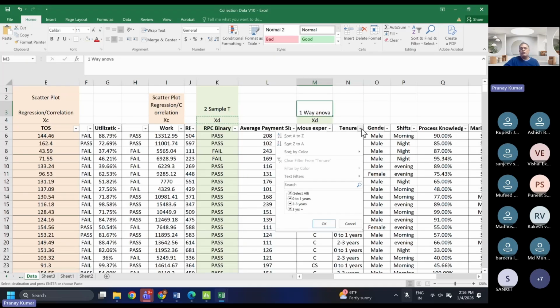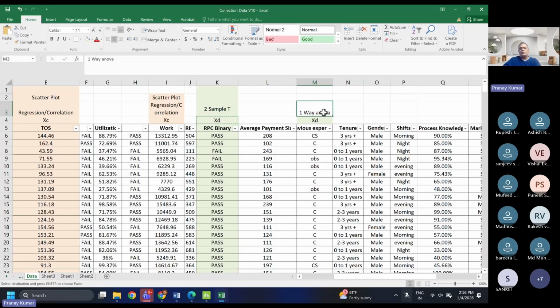Look at tenor. Tenor has how many? What do you guys see? How many subgroups does it have? Three. More than two. Which means I will do the same test. One-way ANOVA.